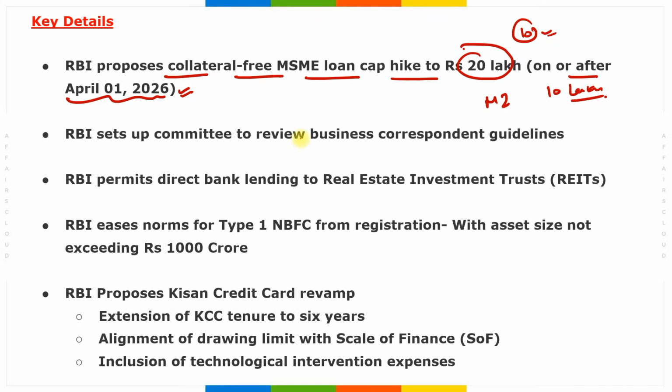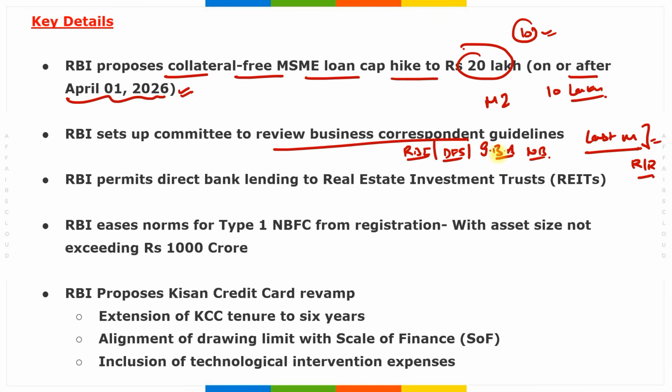Next is RBI sets up committee to review business correspondent guidelines. So, business correspondents, very important term. Business correspondents are the critical enablers of last mile access to financial services, particularly in respect of underserved, rural and remote locations. So RBI set up a committee consisting of officials from the RBI, Department of Financial Services, Indian Banks' Association, National Bank for Agriculture and Rural Development to examine their operations and make suitable recommendations for enhancing their efficiency.